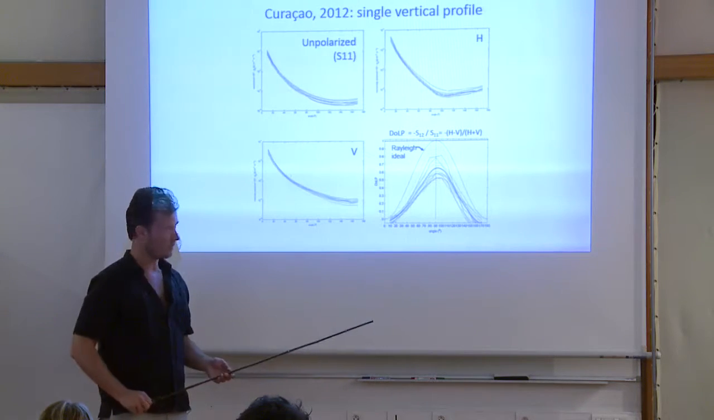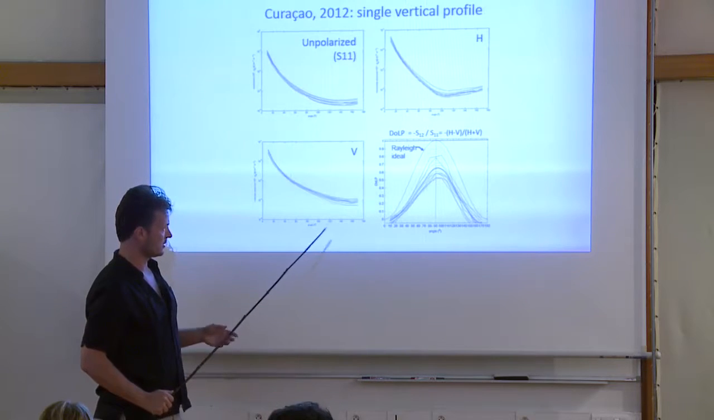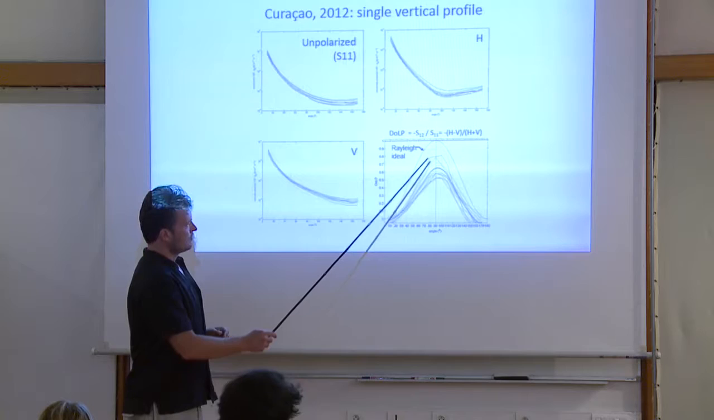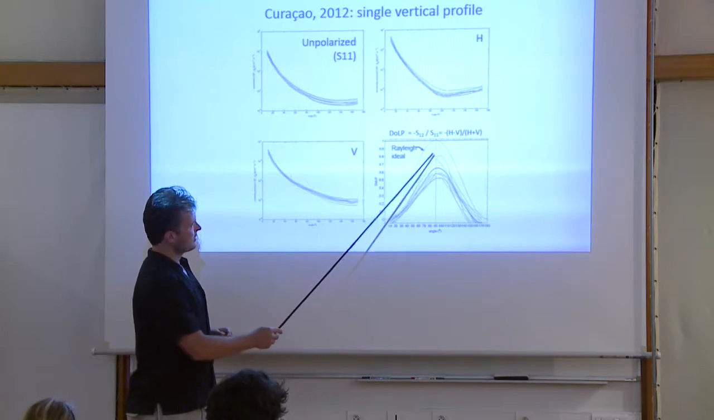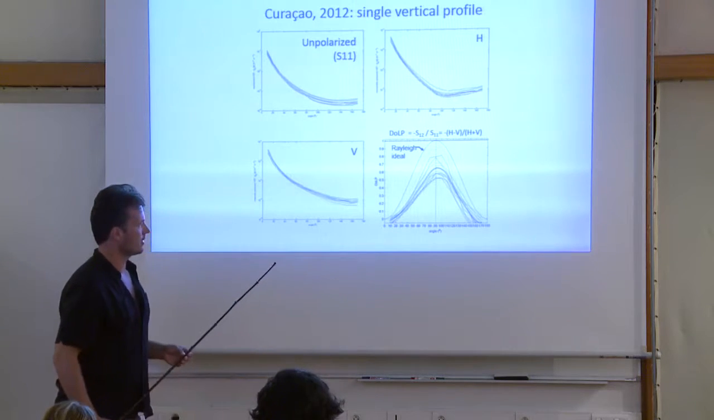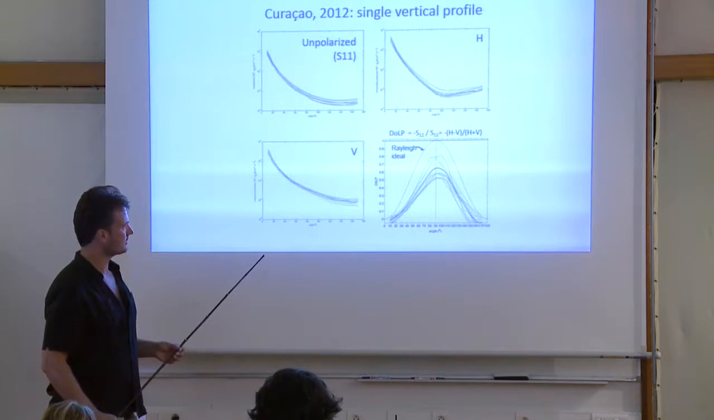So we never see that in the water column in reality, which you really shouldn't, because there's a lot of stuff there besides very small Rayleigh-type particles. But we see depolarization that varies from about 0.9 in surface waters to about 0.5 in deep waters in a single cast. So there's a good range.